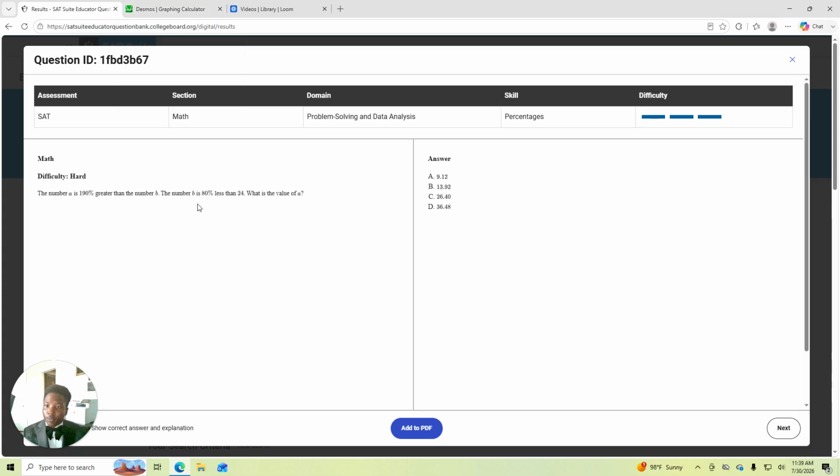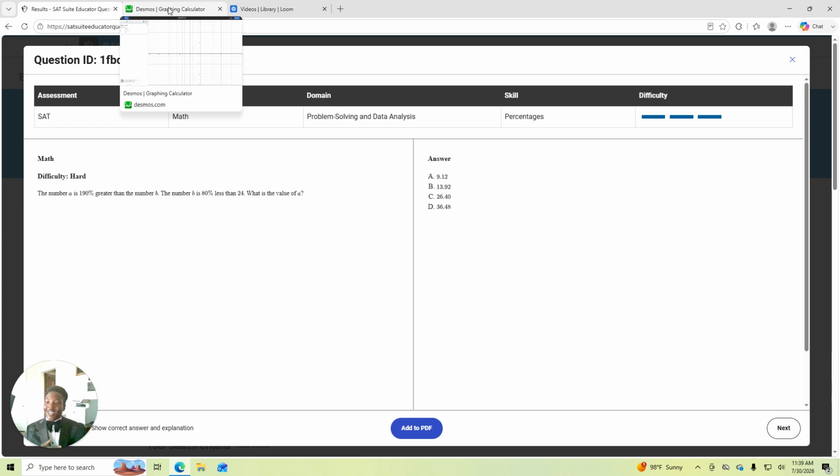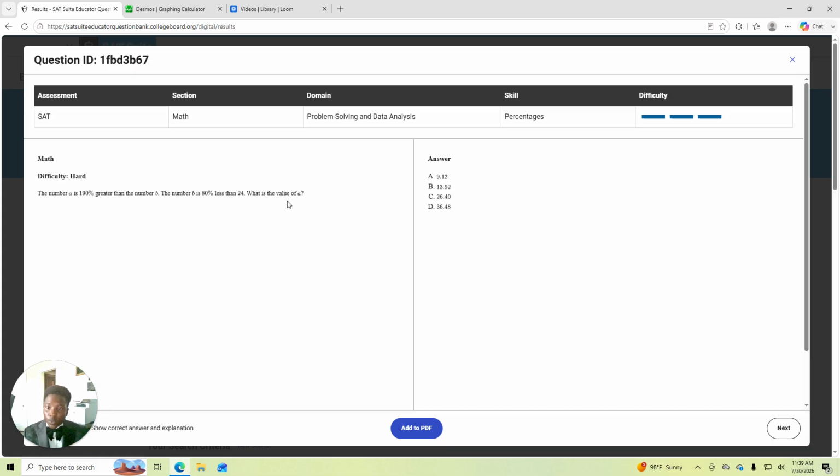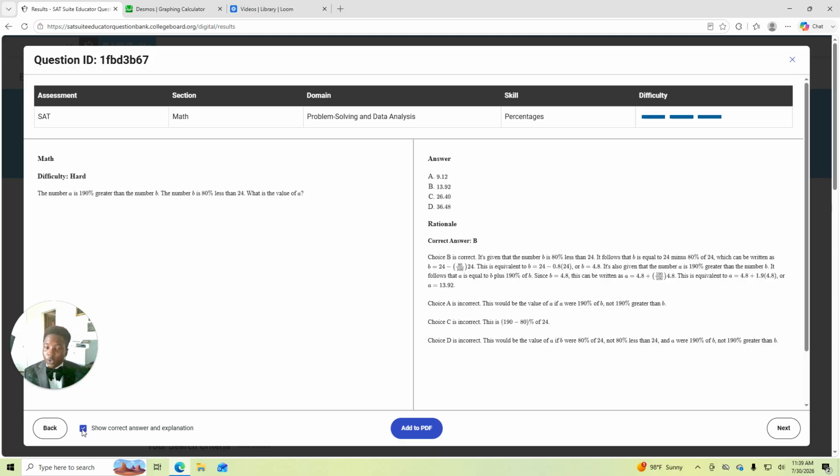And then B is 80% less than 24. When it's less, this time it's not greater. Because it's less, you would actually do 1 minus that percentage in decimal form. So it would essentially be B is 0.2 of 24, or B is 20% of 24. So let's put that here: 20% of 24. And it tells us that our A is 13.92, and we are solving for A. So we choose B. Is that the correct answer? Yes, it is. Next one.